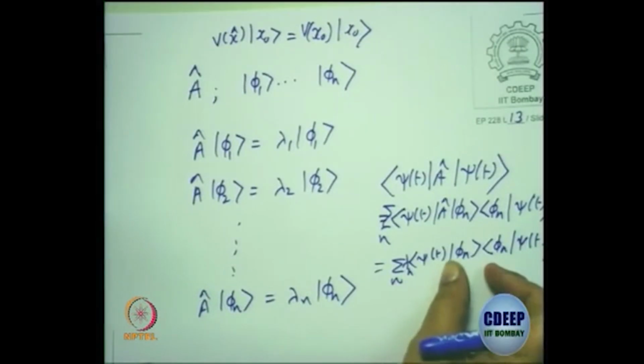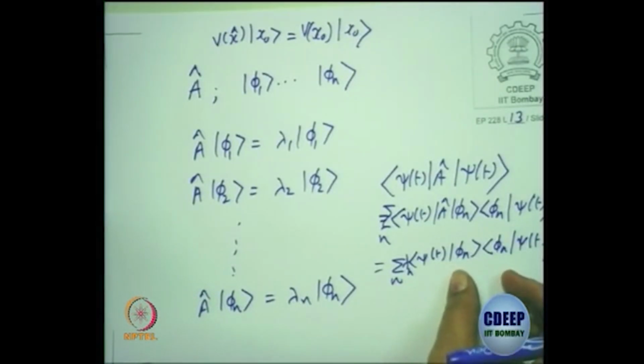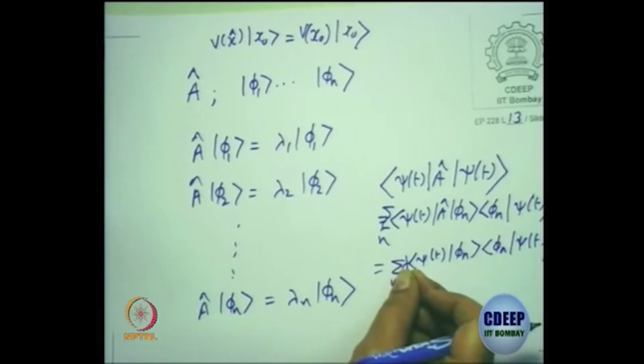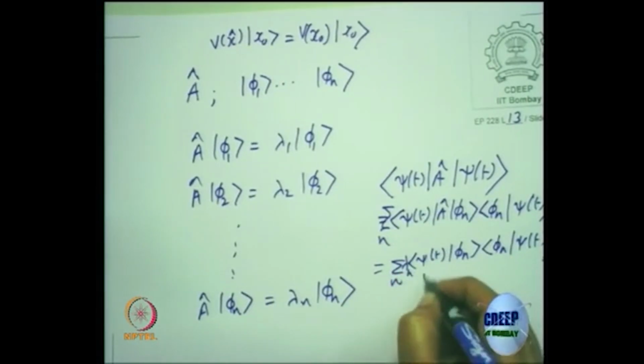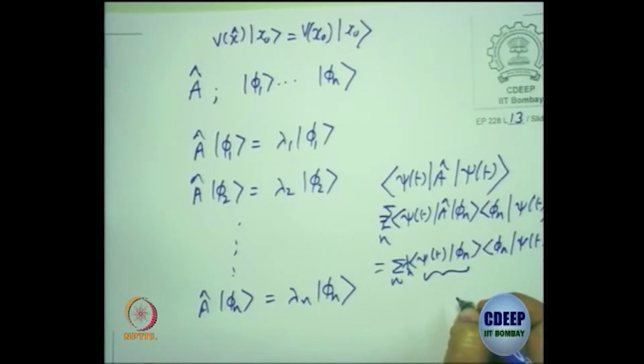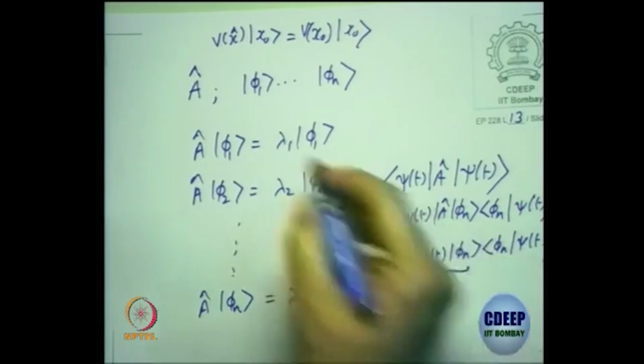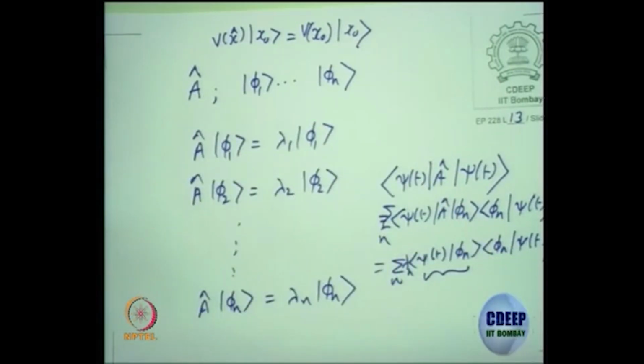Now can we remove this by summation over n phi n as identity? Not possible. Why? Because there is a lambda n eigenvalue. But then this, you know what it is. This one is the probability of the state psi to have a specific energy, or A operator eigenvalue, as lambda n. That is what you can say. That is the coefficient, and this will be the star of that coefficient.